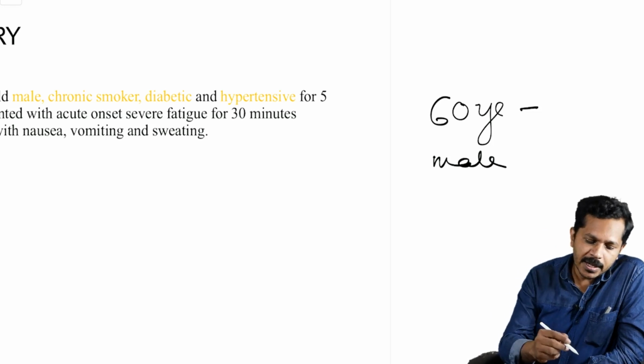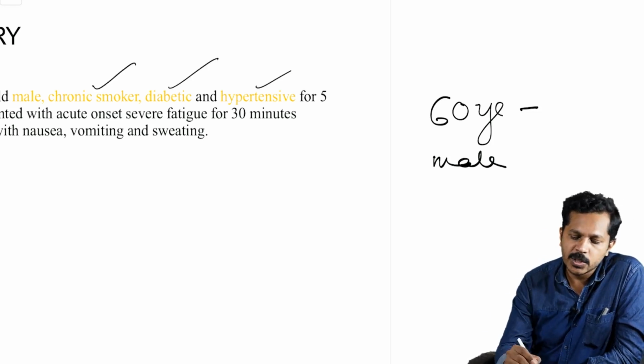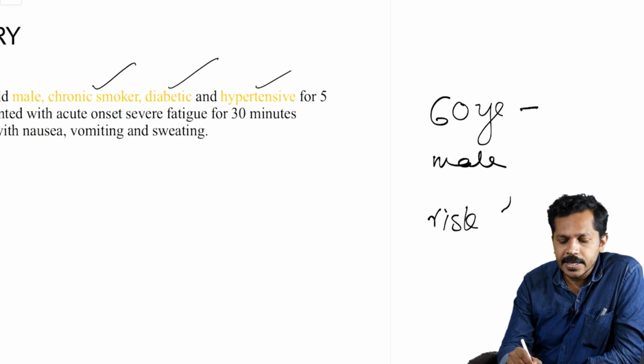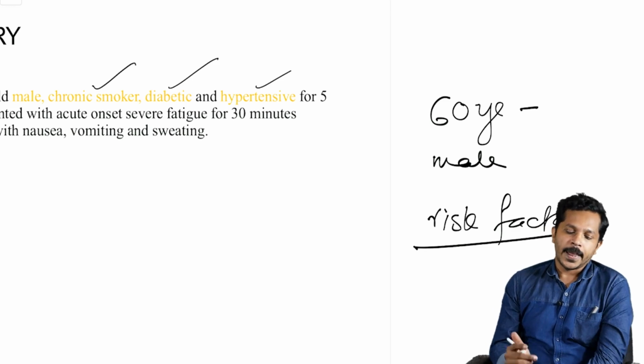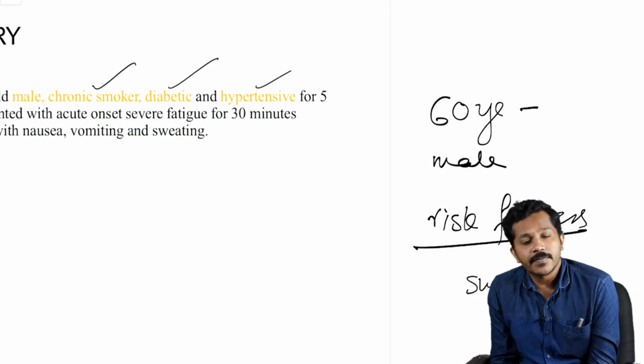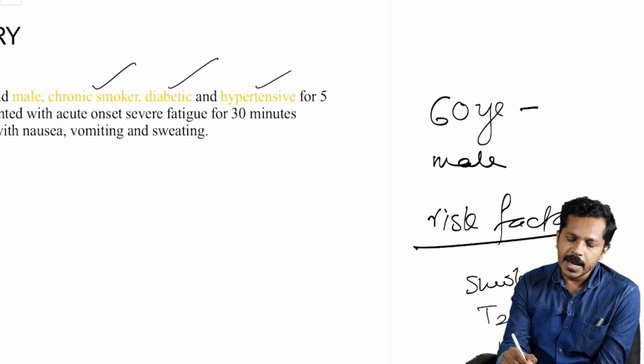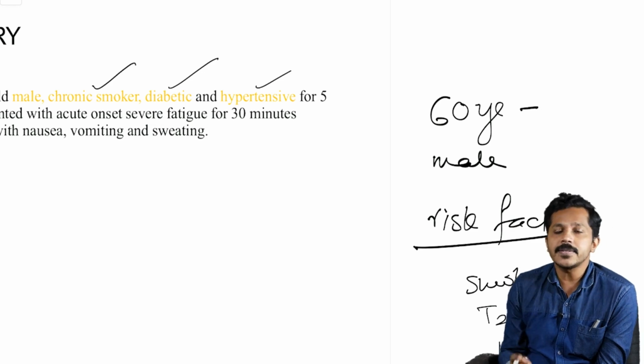Now, you can see there are some more risk factors. The patient is a chronic smoker, a diabetic and hypertensive. So we have some risk factors here, and you have to always assess the risk factors in this patient. Here the patient is a smoker. As you know, smoking is an important risk factor for developing ischemic heart disease, as well as type 2 diabetes mellitus and hypertension. All of these are risk factors.